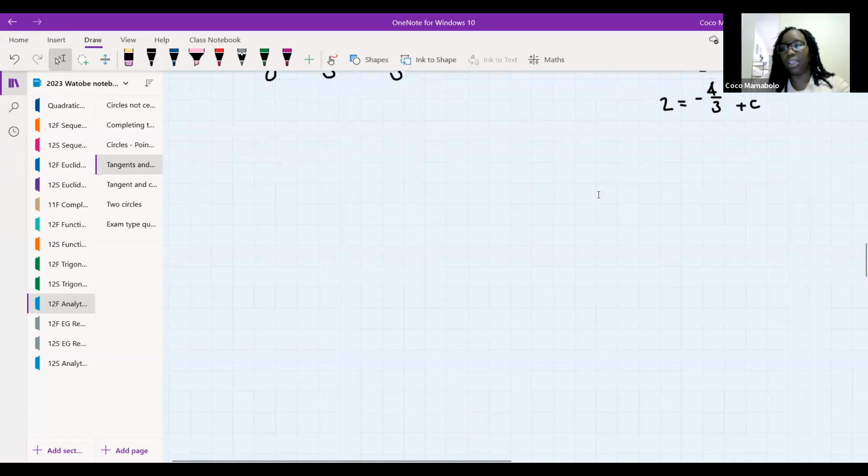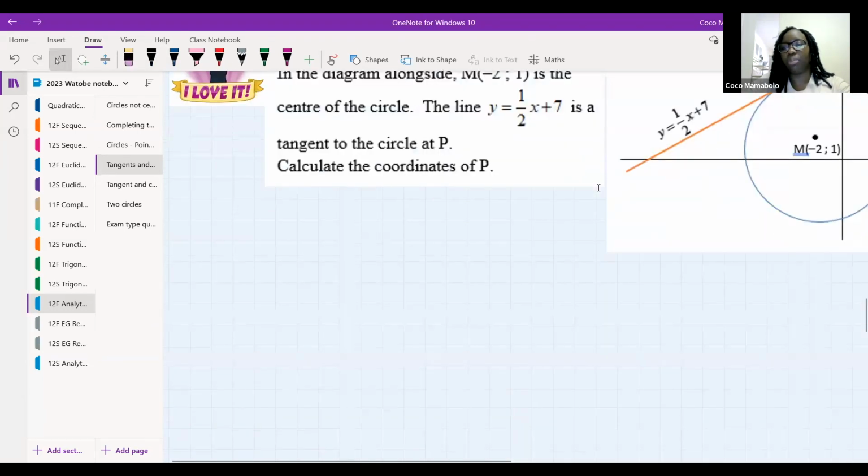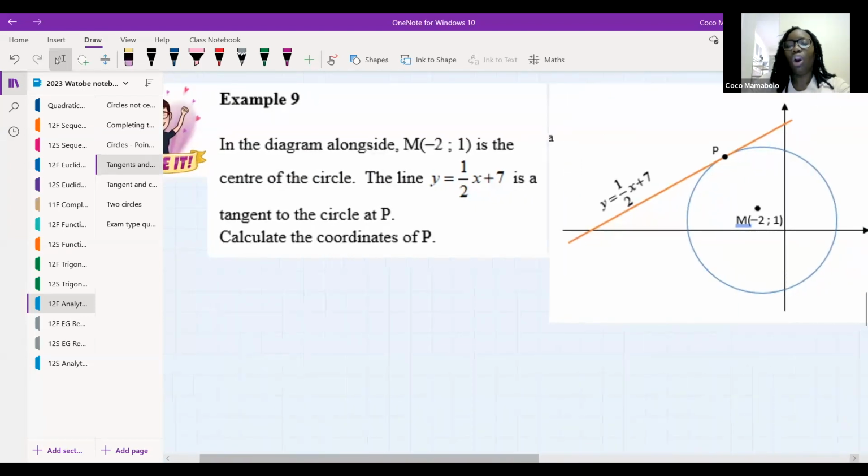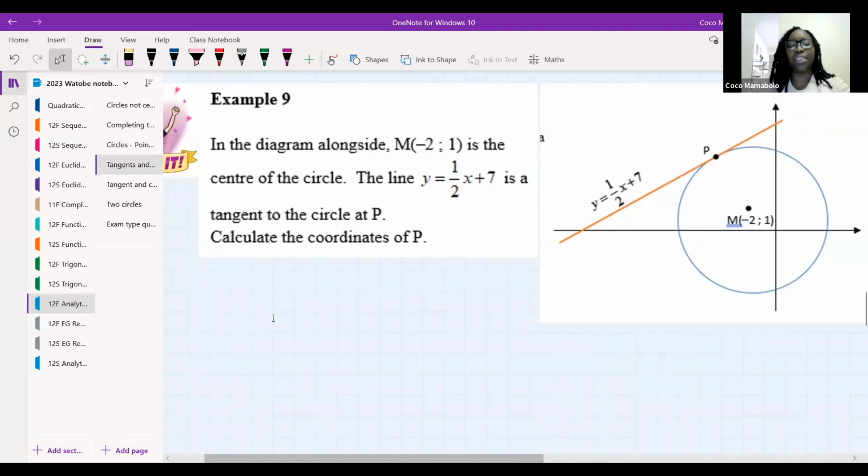Let me see. Okay, Teacher Lee put quite a lot of space in between these two. All right, so we're going to be doing things a little bit differently now. Let's look at the information we've been given here. It says here, in the diagram alongside, M, which is (-2; 1), is the center of the circle. So they've given us the center of the circle. Now they've given us the line, y = 1/2 x + 7.